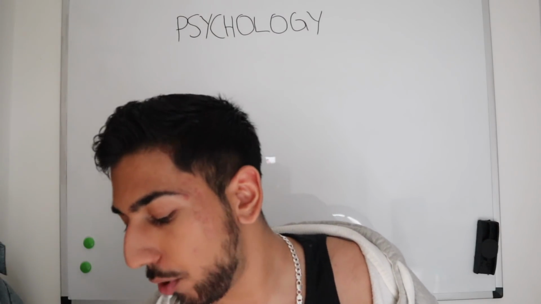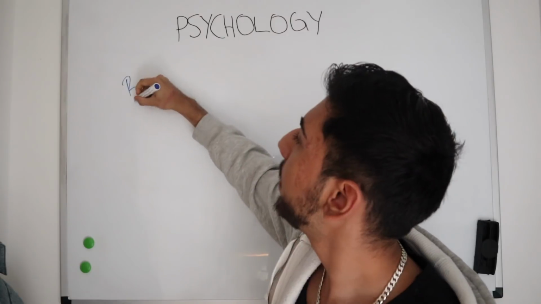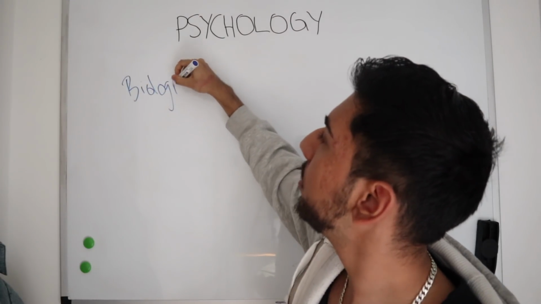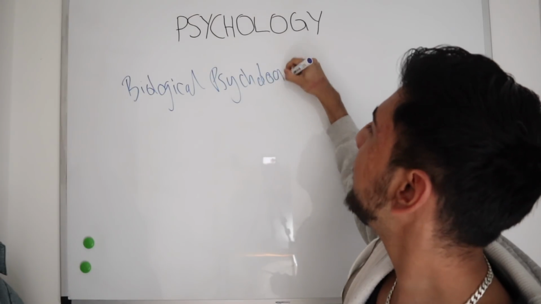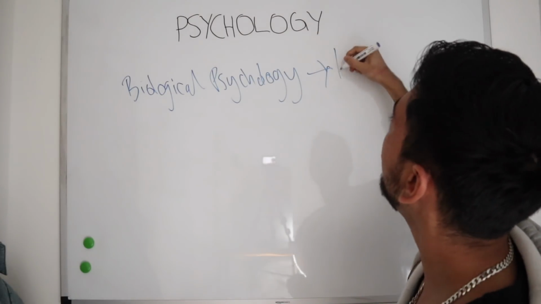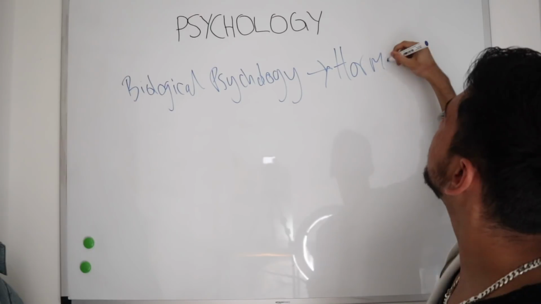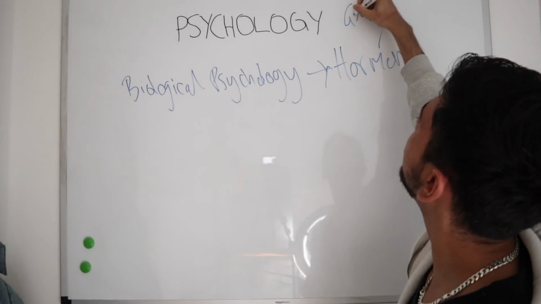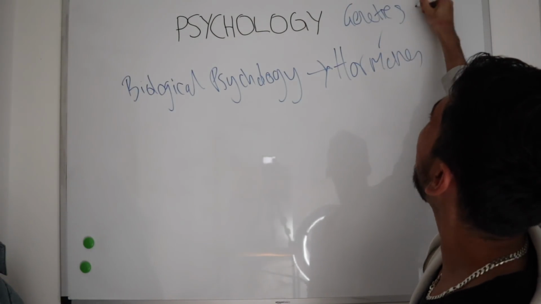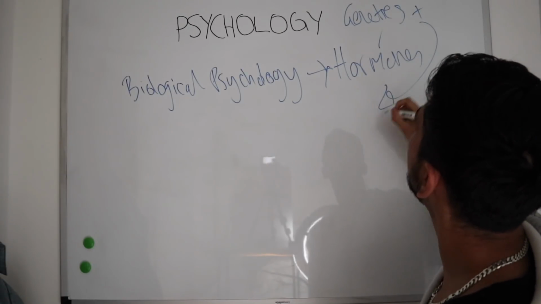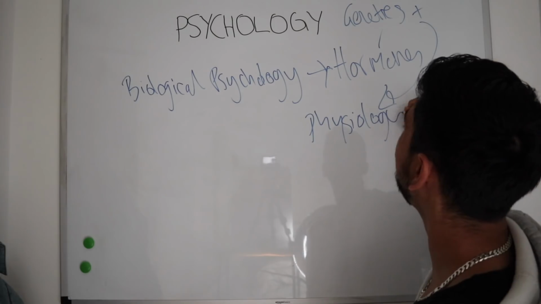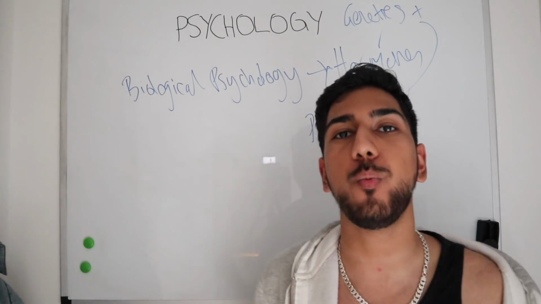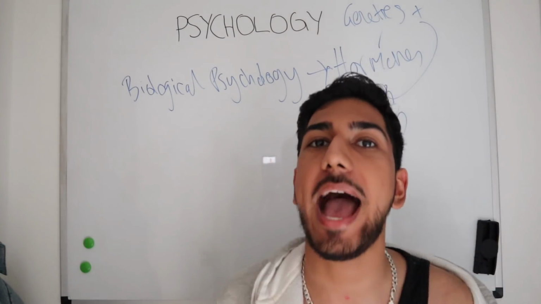So the first thing that we will look at is something called biological psychology. Okay, now what basically this argues is how we look at the hormones, or I should have said genetics, and physiology of the human body that affects the way in which we think, feel, and behave.